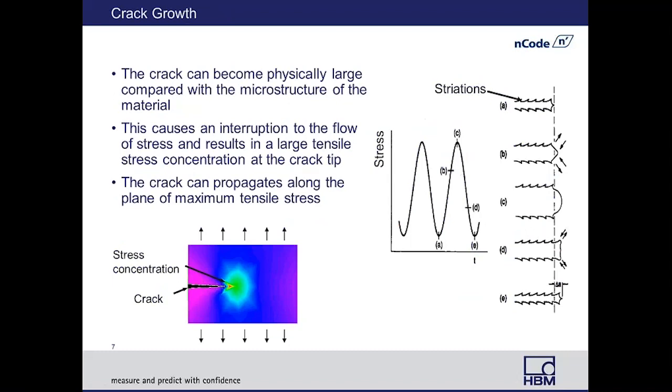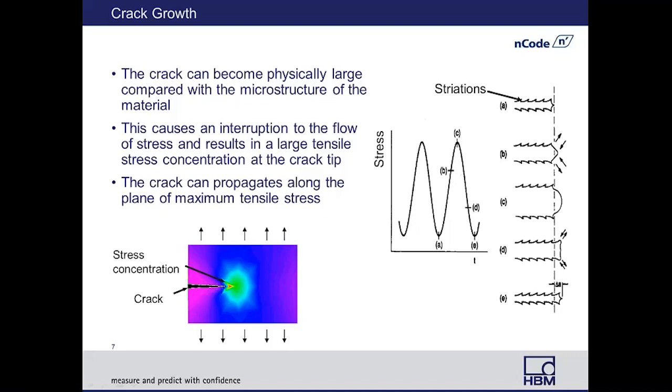Given sufficient growth or sufficient time, these can begin to grow into the second stage of fatigue, which is crack growth. At this point, the cracks are going to become physically large compared to the microstructure of the material. This is going to cause an interruption in the flow of stress in your part, and you develop very high stress levels at the tip of the crack.